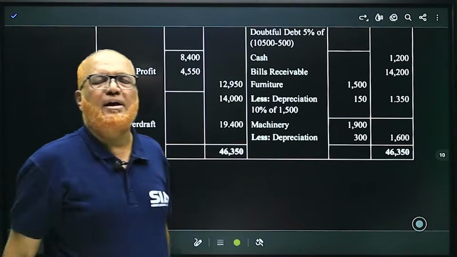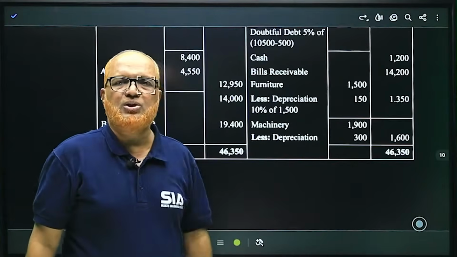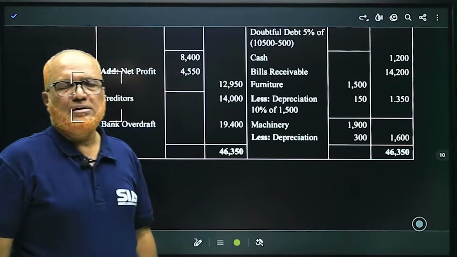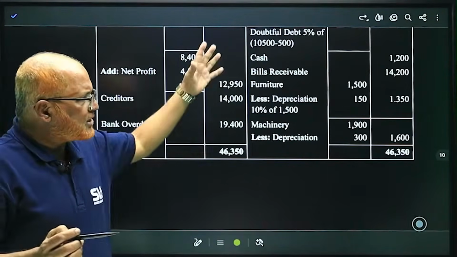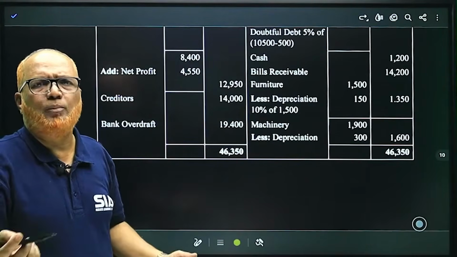These types of problems are expected in the examination for 12 marks. Slightly changed. The procedure is the same, but you may come across one or two new points.